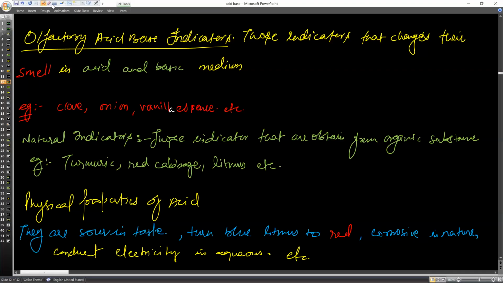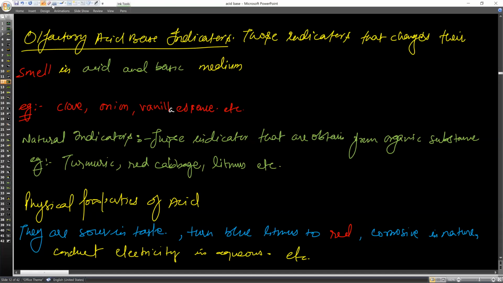Am I audible to you? Yes, sir. Okay, so please note this down fast. What are olfactory indicators? Let me explain. Olfactory indicators are the indicators that change their smell or color when added to acidic or basic medium. We call them olfactory indicators. The word olfactory itself means related to smell. Have you understood? Yes, sir.